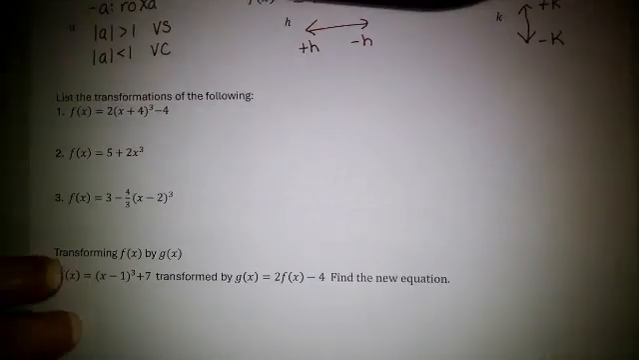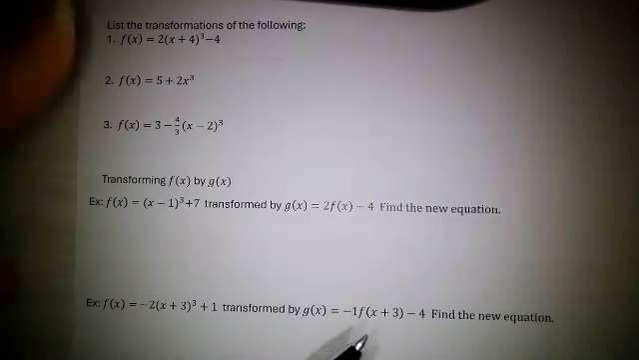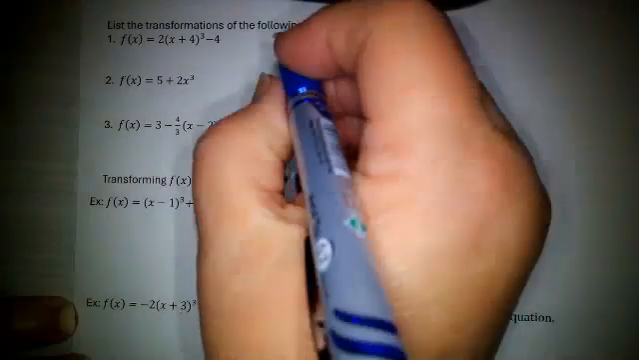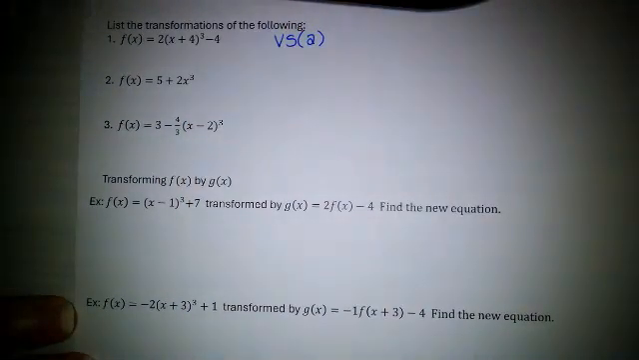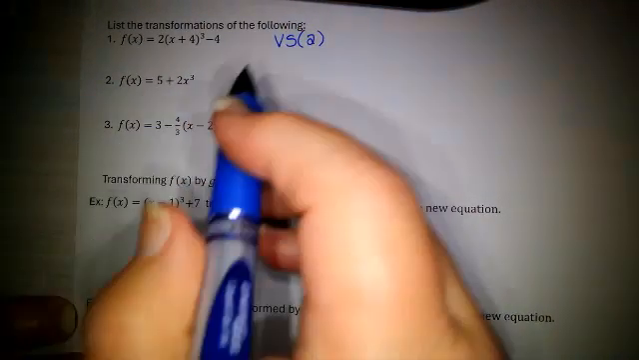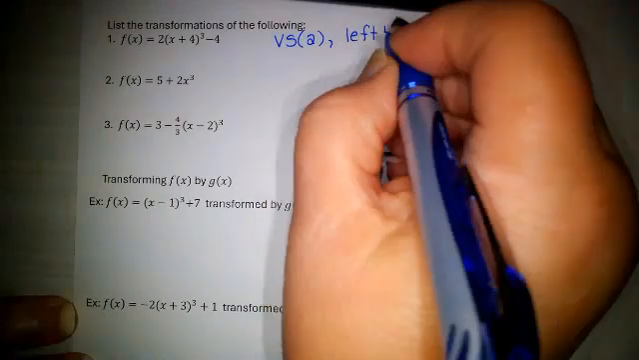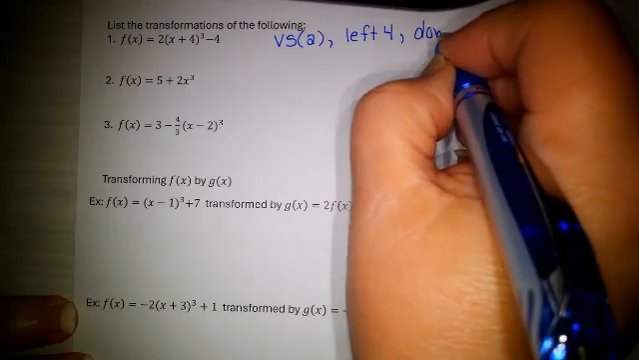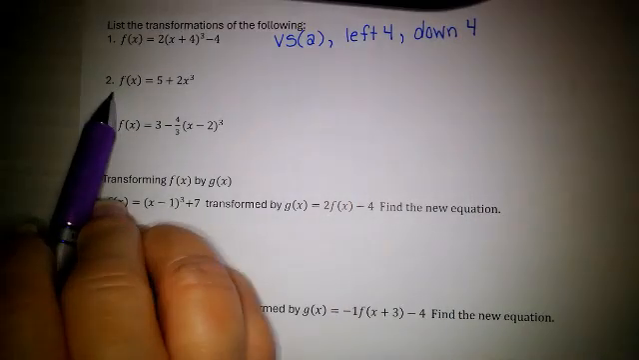So let's start out by listing the transformations of our cubic function. So the first one, this 2 means there's a vertical stretch with a scale factor of 2. Plus 4, it's going to the left 4. And then this minus 4 in the back means it's going down 4. Just listing the transformations.